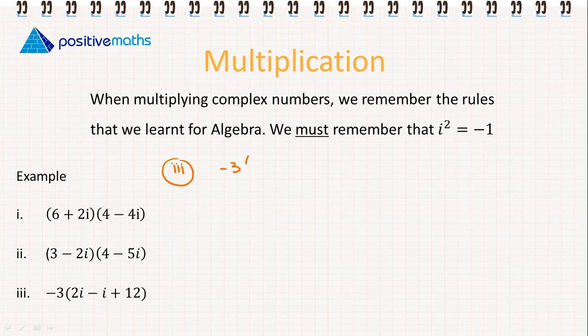And our last one, part 3. We have minus 3 multiplied by 2i minus i plus 12. Okay, so here we're going to simplify what's in the brackets first. So we'll have minus 3 multiplied by i plus 12. So we'll get minus 3i minus 36.